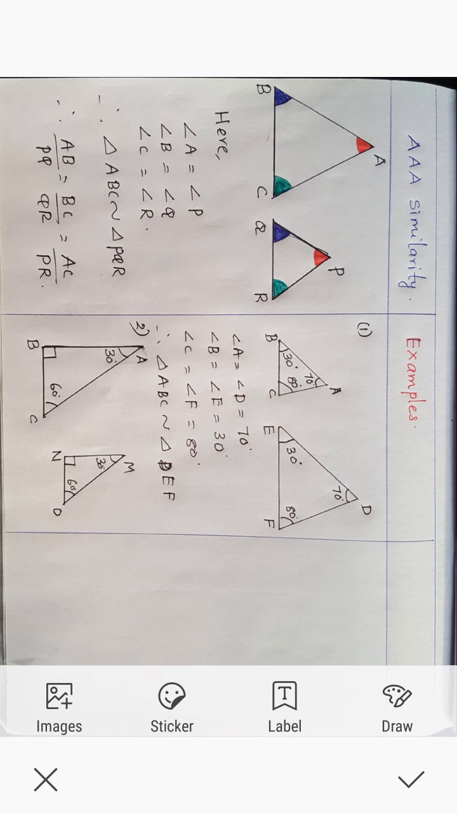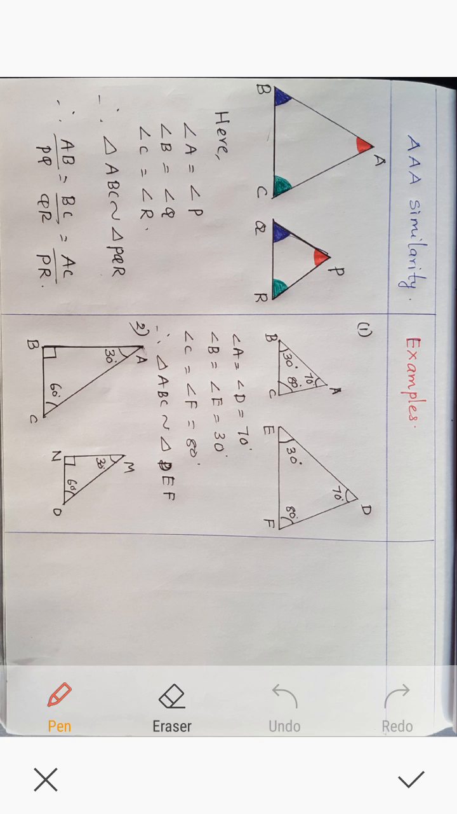So, listen, what are similar triangles? What is similarity? Triangles are said to be similar if the three angles of one triangle are respectively equal to the three angles of the other triangle. See this example. In triangle ABC and triangle DEF, angle A is 70, angle D is 70, angle B 30, angle E 30, angle C 80, angle F 80. So these three pairs of angles are equal. So we can say triangle ABC is similar to triangle DEF by AAA similarity.